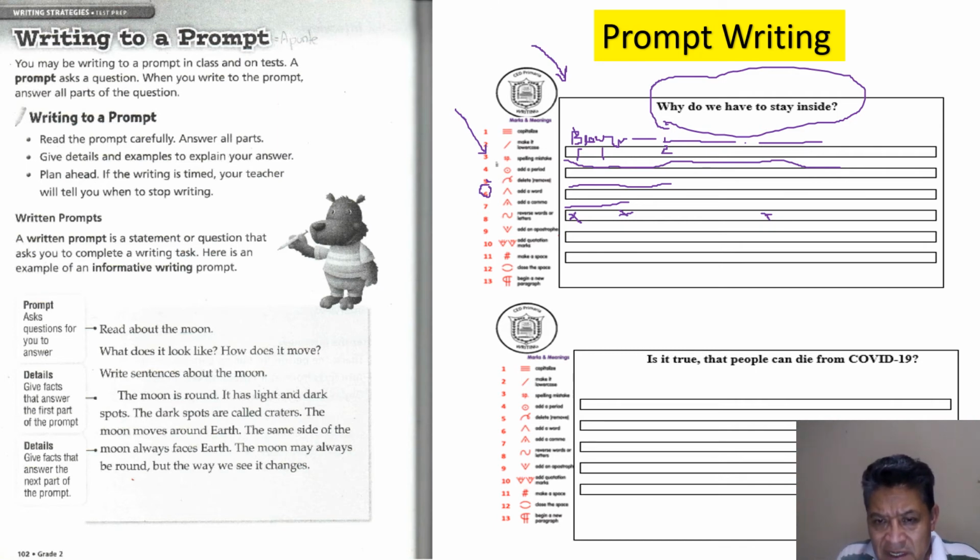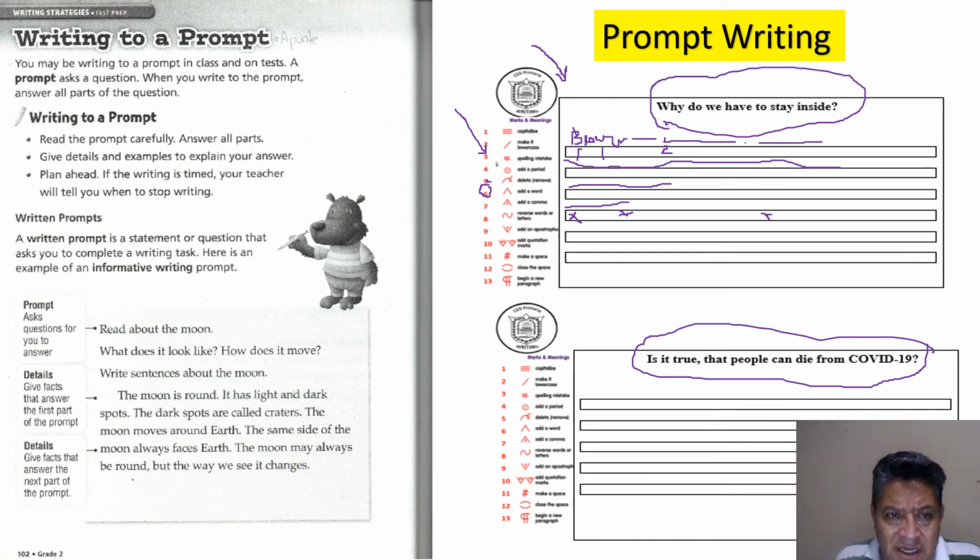The second one: is it true that people can die from COVID-19? So you have to answer this. What do you think? What is your opinion? Is it true? Or do you think that the television exaggerates, or it is the fault of the president, or somebody is just giving fake news? What do you think? So you write about it here in the same way, and you send it to the teacher so that she can check. That is our writing to a prompt.